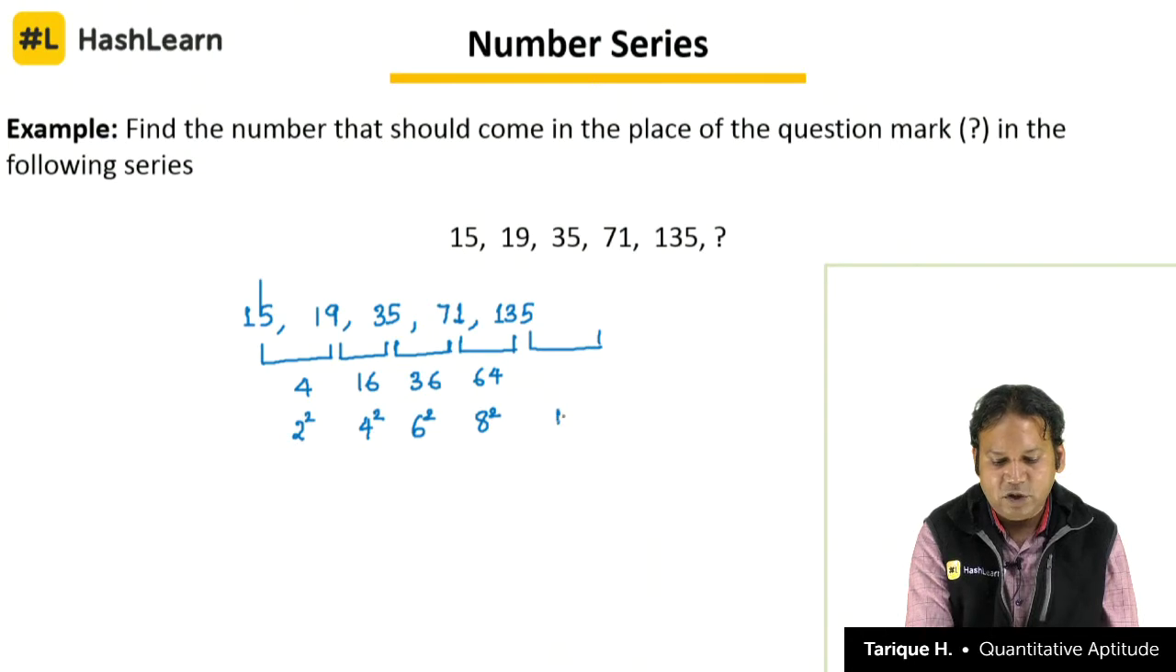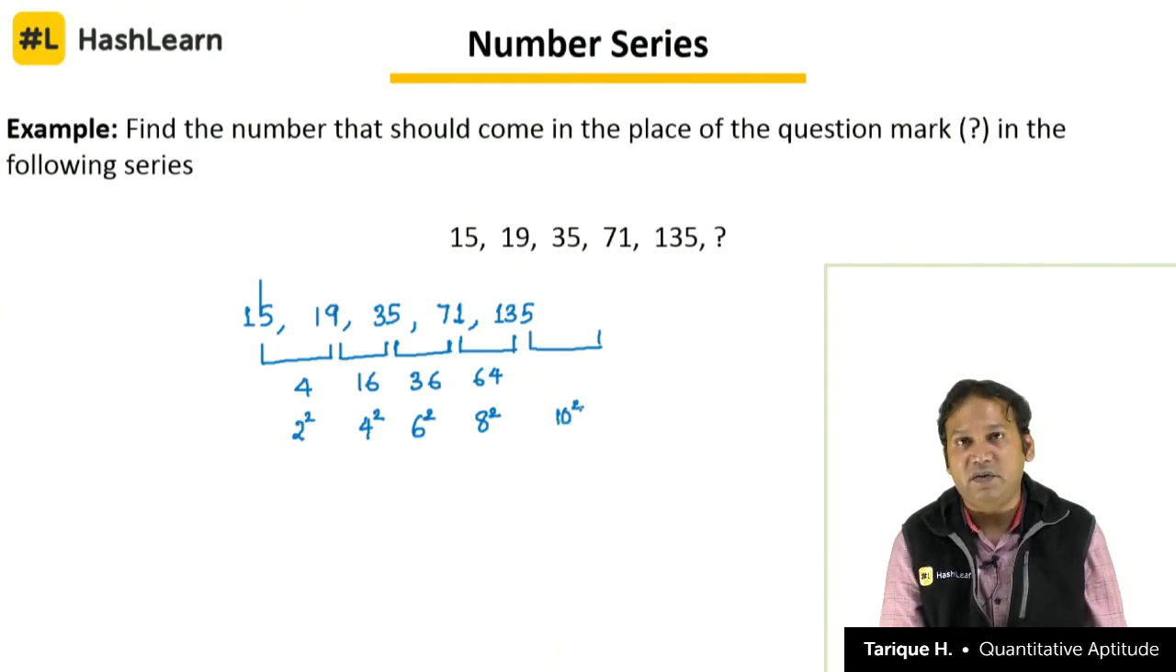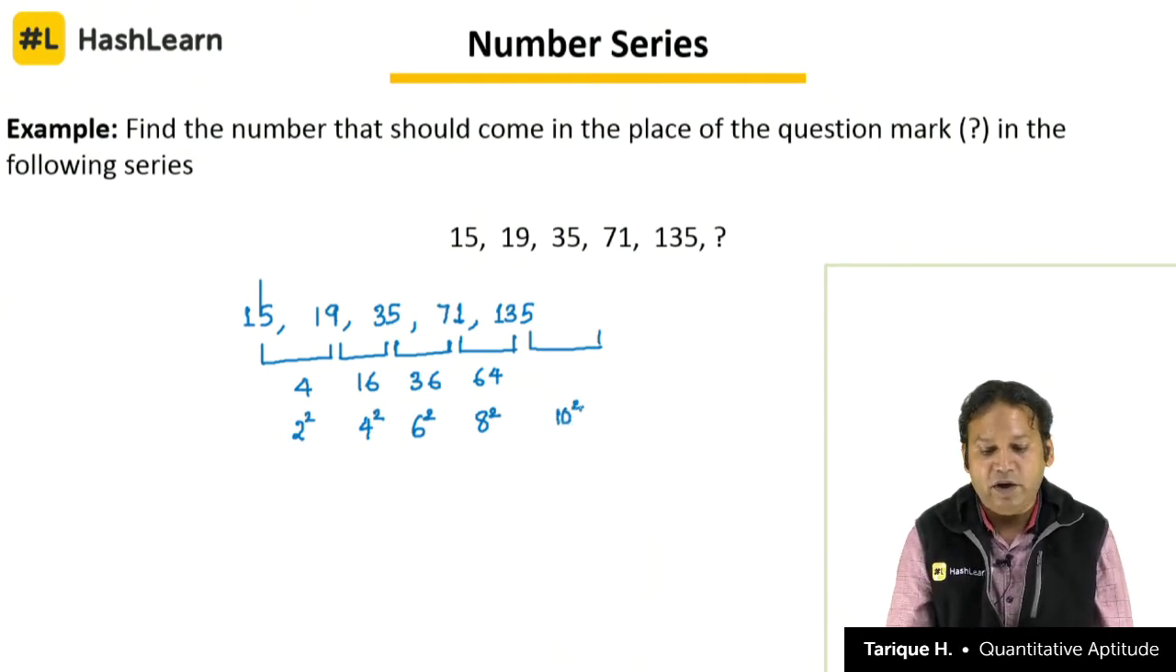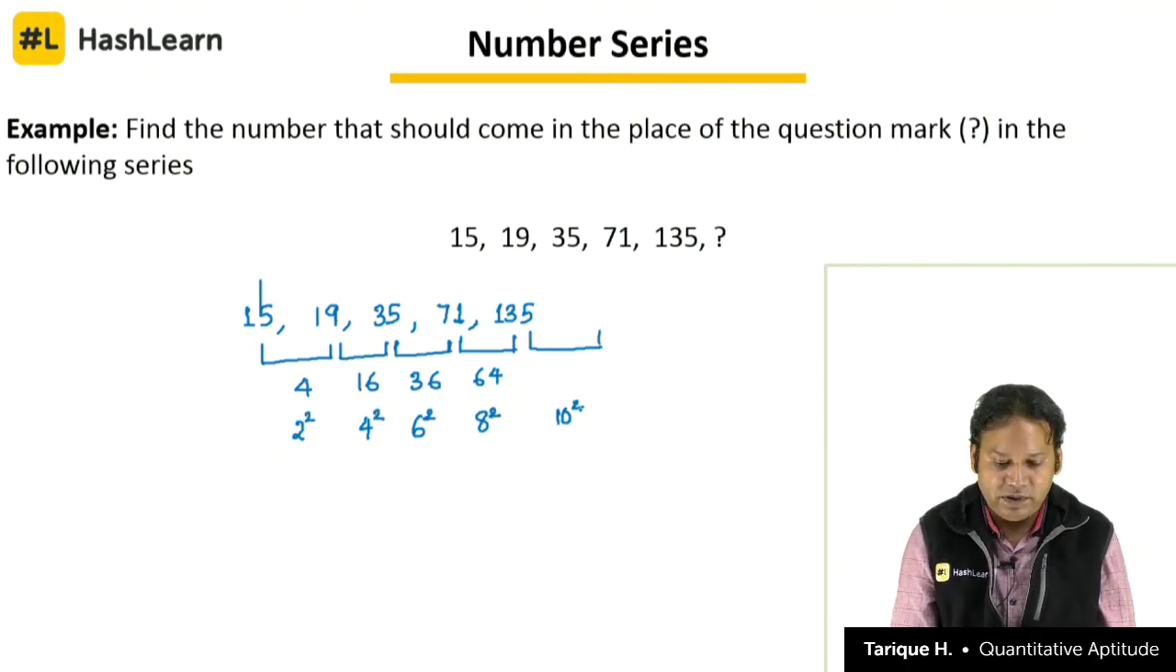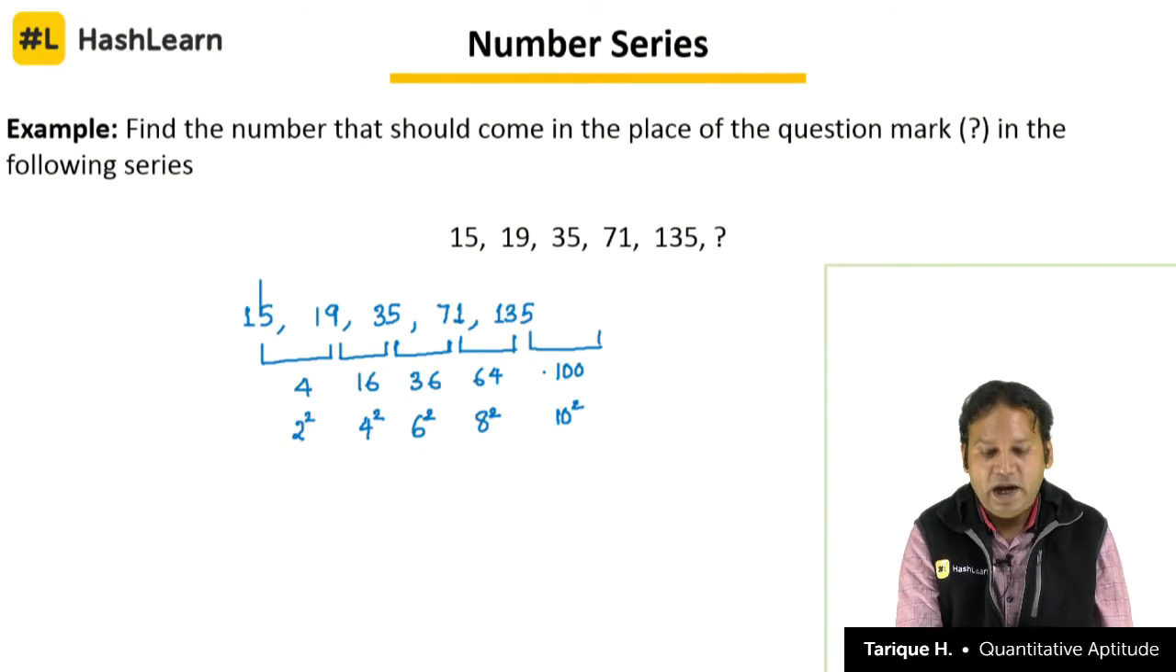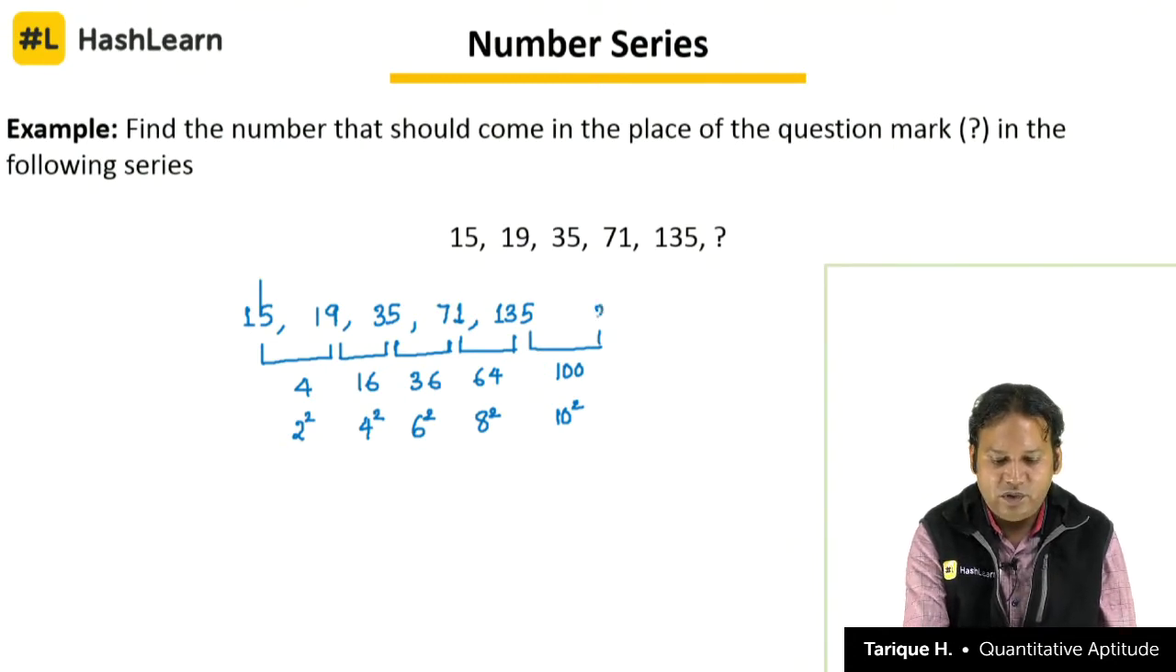So the next difference should be 10 square, because these are consecutive even numbers. We are taking the square of consecutive even numbers. 10 square is 100, 135 and 100, that is a total of 235. So that gives you the answer.